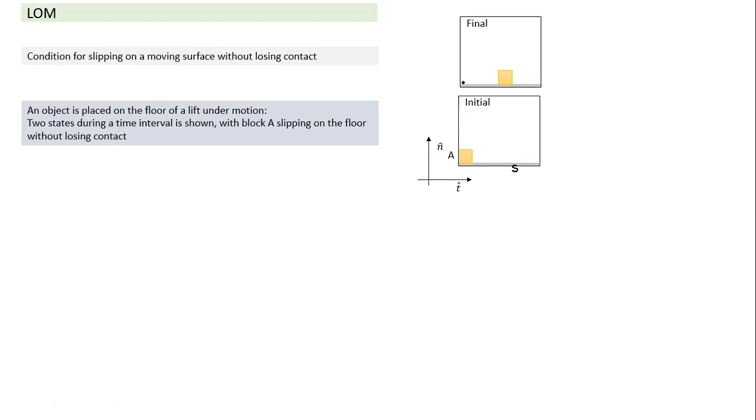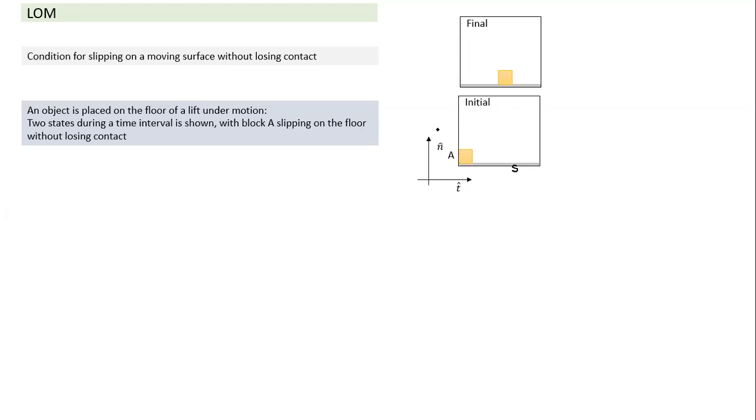Since the block is slipping, you can easily notice from here: if I see this at the initial instant, and sometime later this is what has happened, I clearly notice the lift has moved vertically upward, and the block has moved like this. Now, since the block has not lost contact with the surface, there has to be some kind of relationship between the displacement of the surface and the displacement of the block. They are not attached to each other, not fixed relative to each other. So from here, it is fairly easy to notice what has to happen.